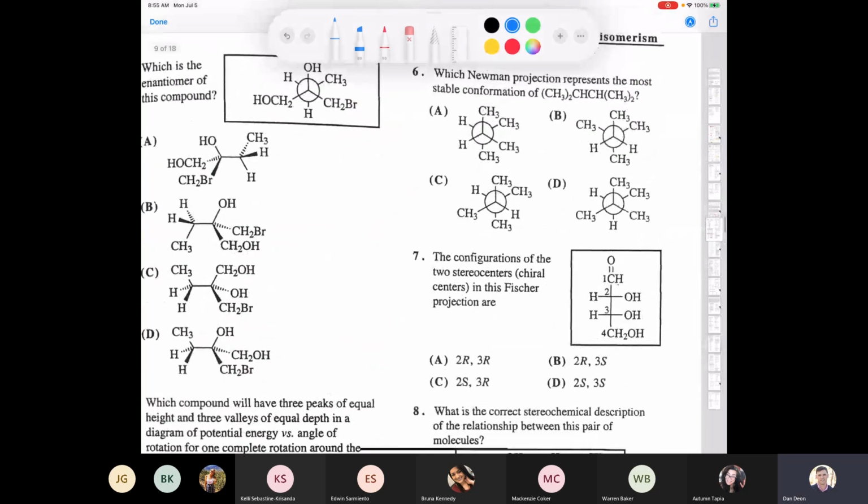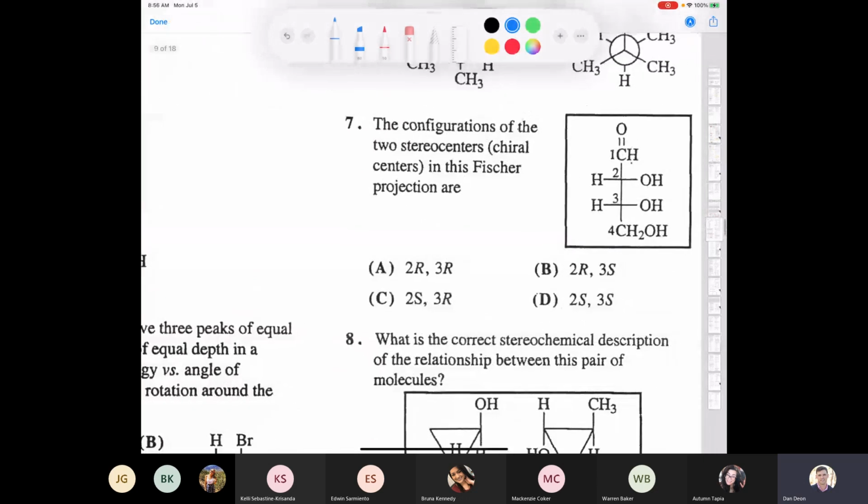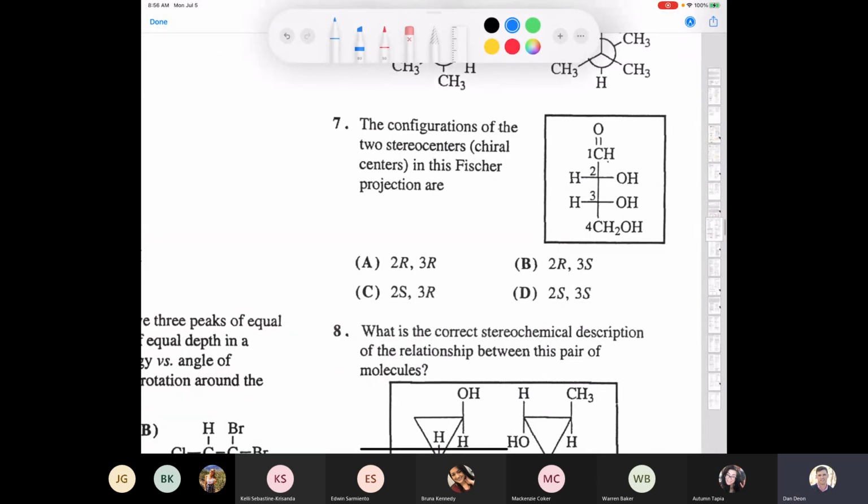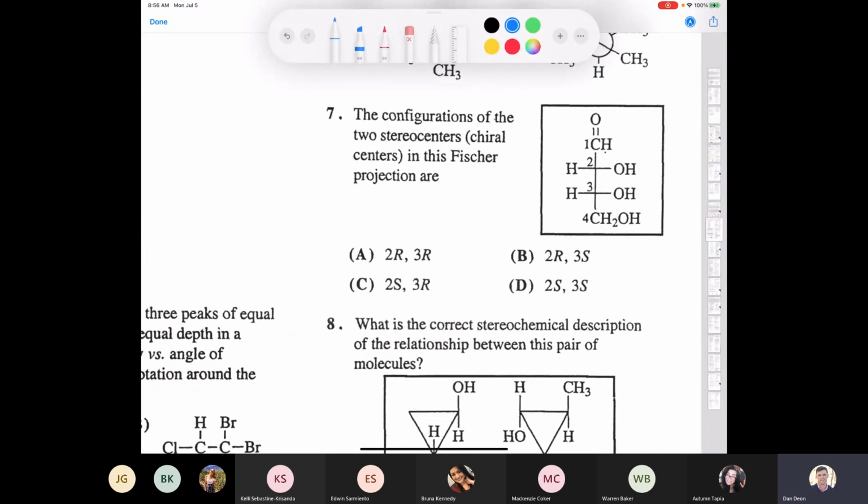Question number 7 is a good one. This is a Fischer projection, and again, it's just asking us to determine the stereochemical configuration of the 2 stereocenters. I'm going to switch over to a blank document so I can write the question out a little bit bigger, but it's just this one right here. This would be an aldotetrose is what this is called.